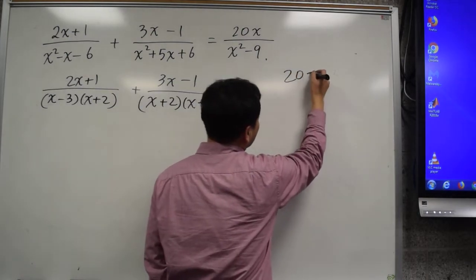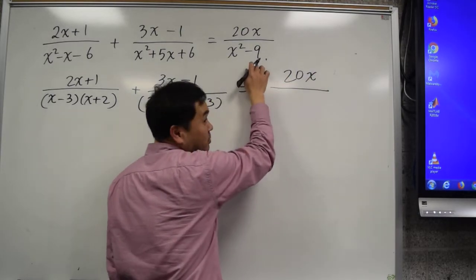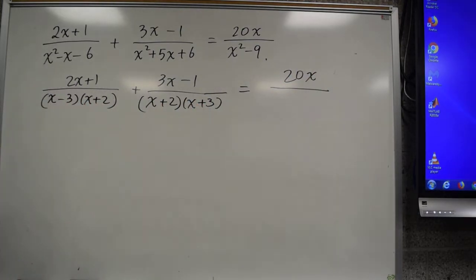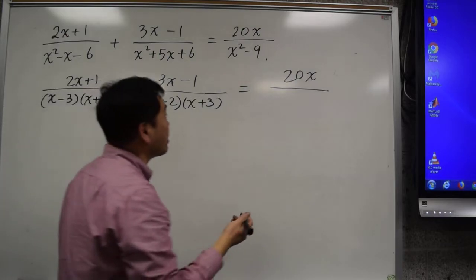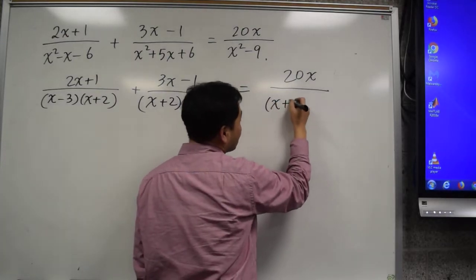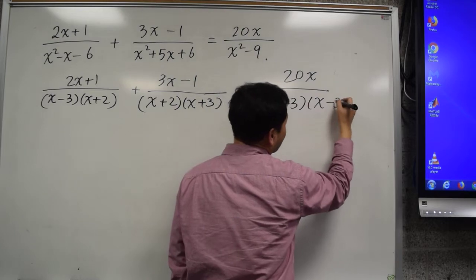Equals to, this is a difference of squares, x squared minus 3 squared. And a difference of squares factors as a sum and a difference.